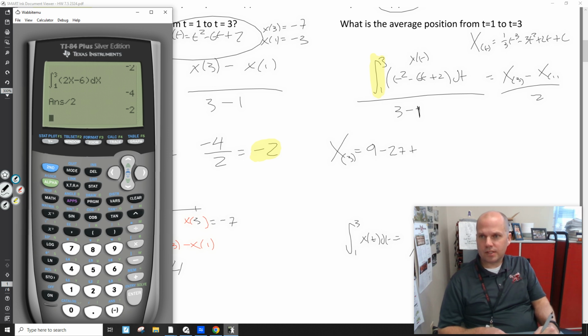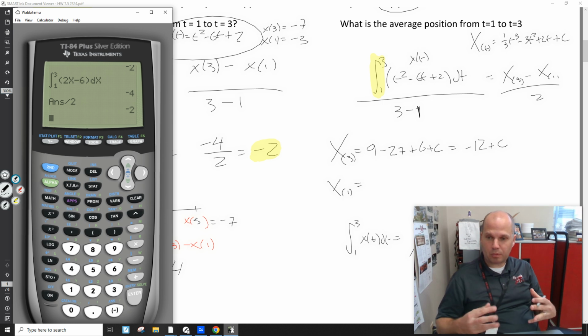Yep. Plus 6 plus c. So that's going to be negative 18 plus 6, which is negative 12 plus c. Okay, this is where I end. Where do I start? This is important. Remember, it's like we're finding our displacement.